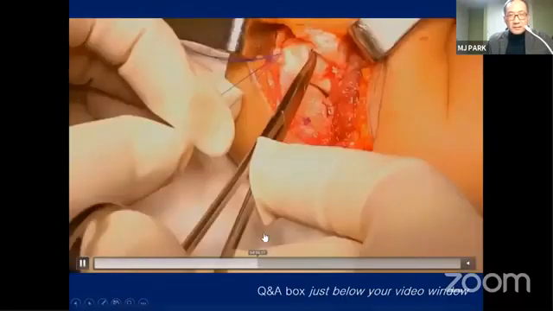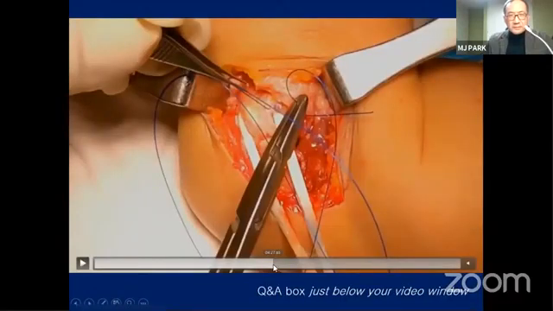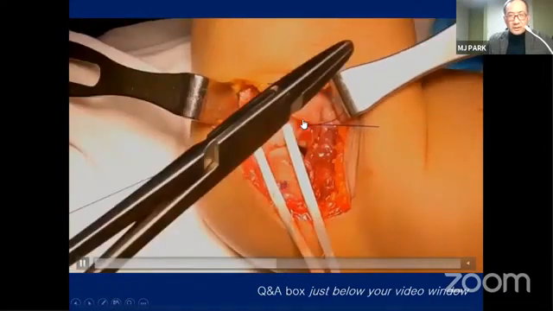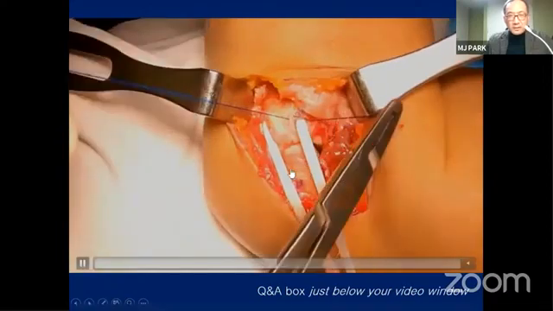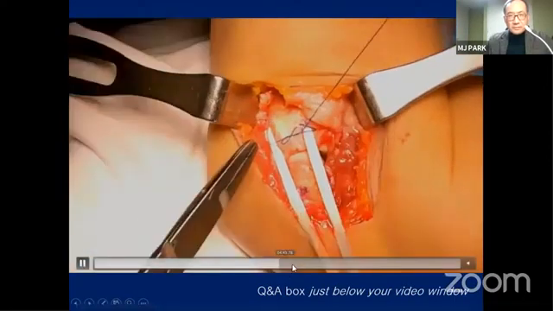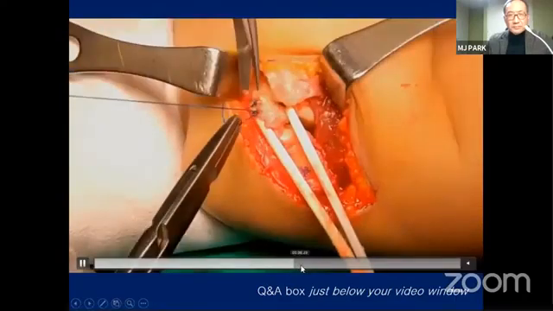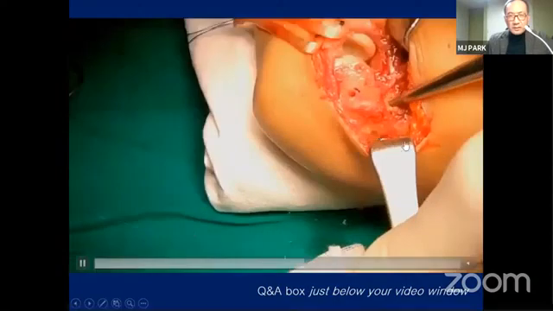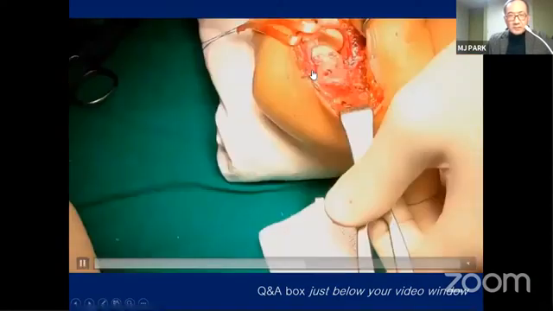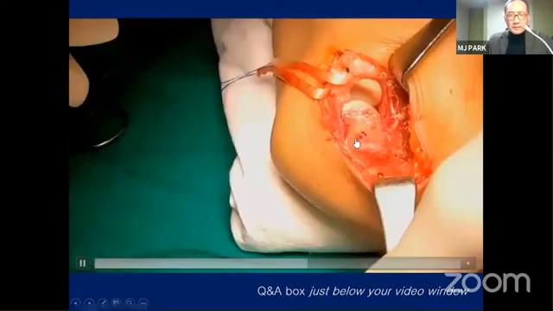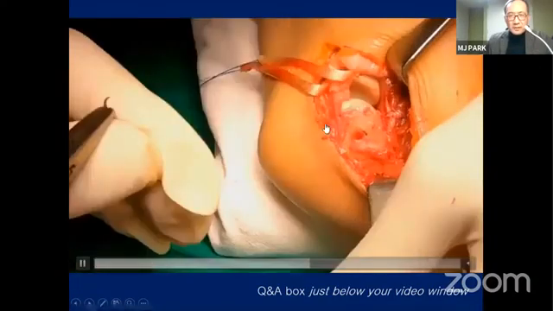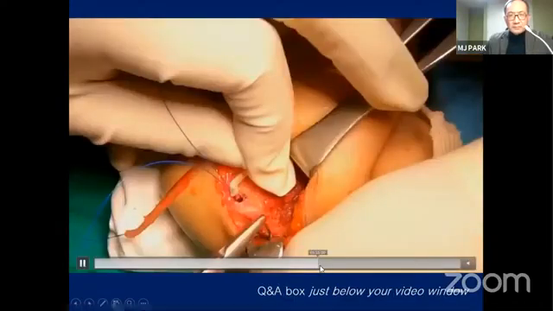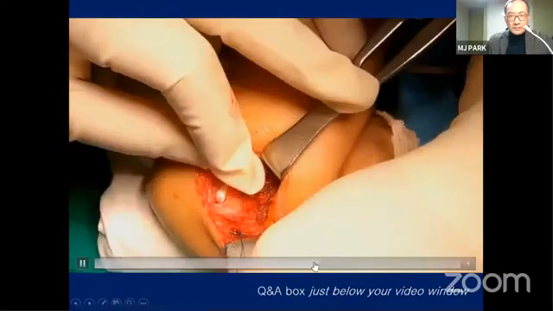I pass the tendon through the slits and I fix the tendon to the annular ligament using a non-absorbable pulling suture. And then I made a hole in the center of the capitulum here. And I developed two tunnels. And pull the tendon through the two tunnels.